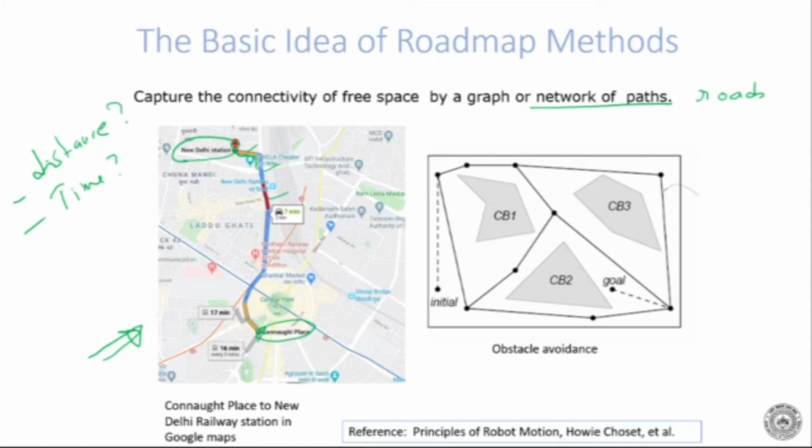Now, on the right hand side, we have a problem of a mobile robot. Okay, so we have a mobile robot at an initial point. These are obstacles, which are called CB1, CB2, CB3. Now, the mobile robot is a point, and I want to go from the initial point to the goal point here. So the initial point is here, the goal point is there.